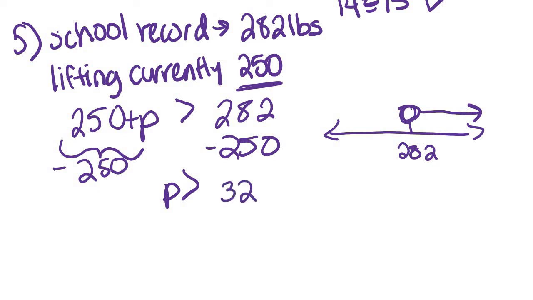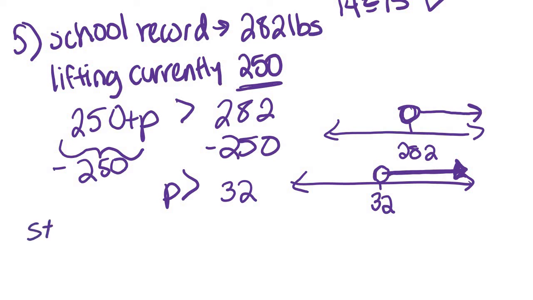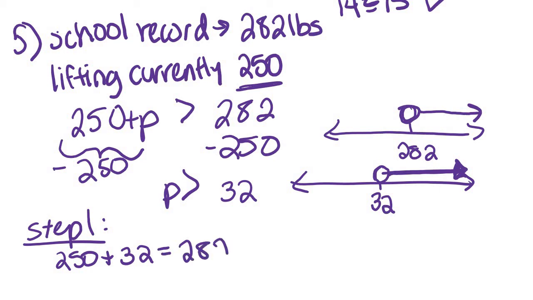Yes. All right, now we're going to graph our solution. It's not an equal to, so it is an open circle. And we want all the p's that are larger than 32, and those are the ones to the right. And now we check it with step 1. We check that equality. So we're going to do 250 plus 32 equals 282 and see if that's true. Well, 250 plus 32 is in fact 282. And 282 does equal 282, so that is good.